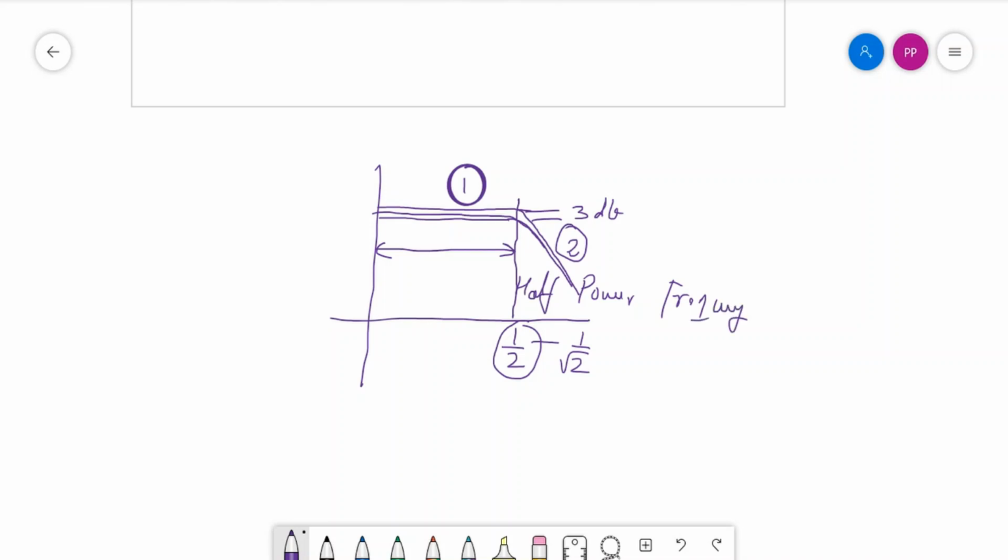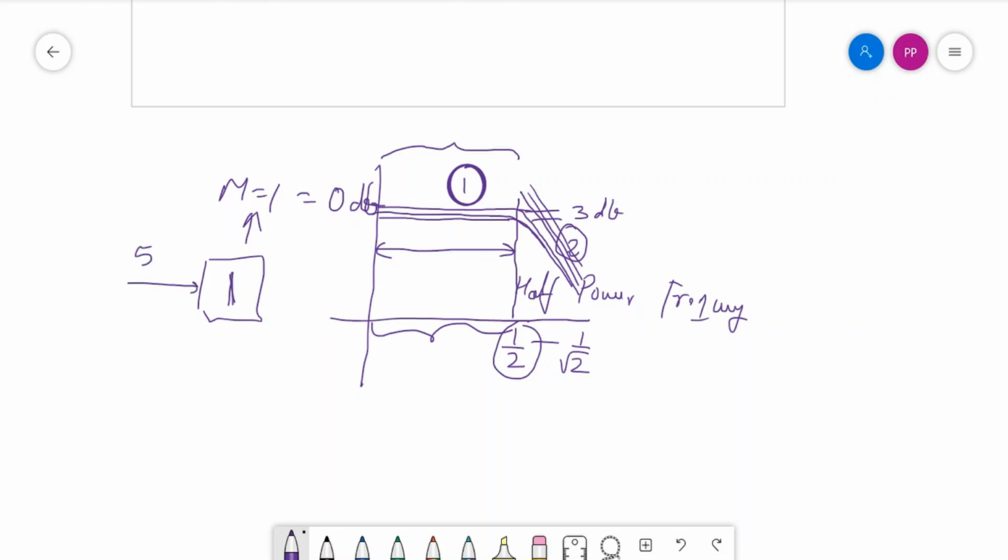Most control systems will work happily within this range, while when the system crosses this frequency, you will see that the gain gradually reduces. Suppose I take an example where this is the 0 decibel line. This means the absolute magnitude is 1. If the gain of the system for this frequency range is 1, this is the gain magnitude. So if I give an input of 5, the output will be 5.